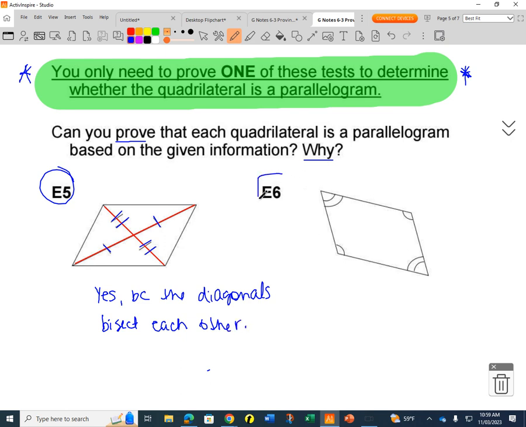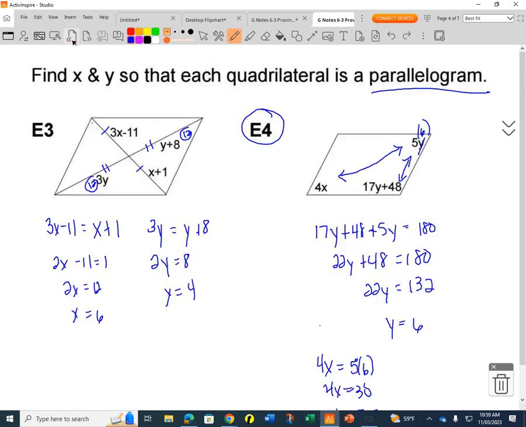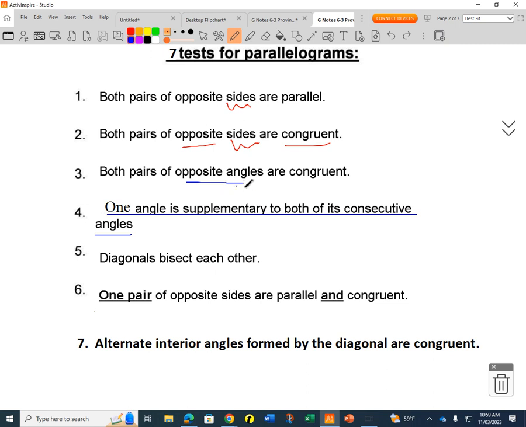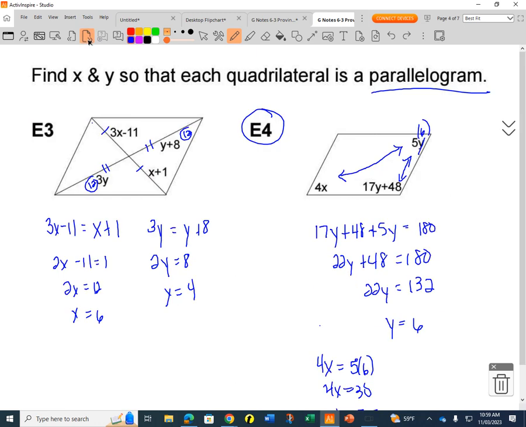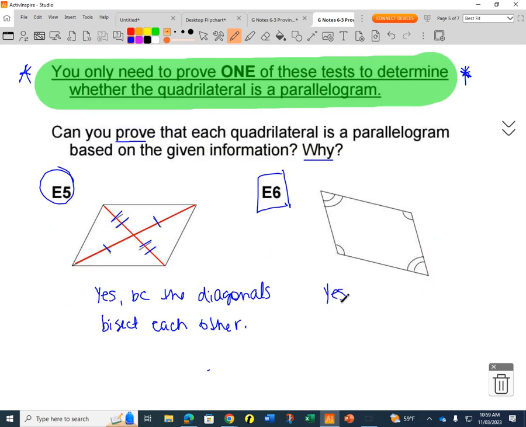So looking at example 6, what do they have marked on that figure? What do they have marked on that quadrilateral? Kamara? Opposite angles are congruent. Very good. And if opposite angles are congruent, that is one of our tests that we have that it is a parallelogram. So now we can say yes, this is a parallelogram because not just the angles, but the opposite angles. We're going to say both pairs of opposite angles are congruent.